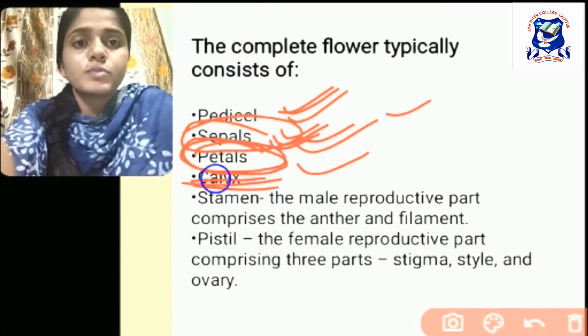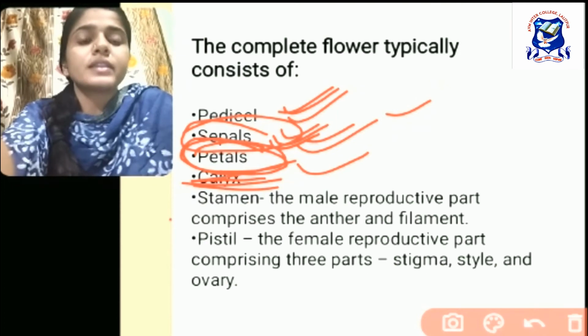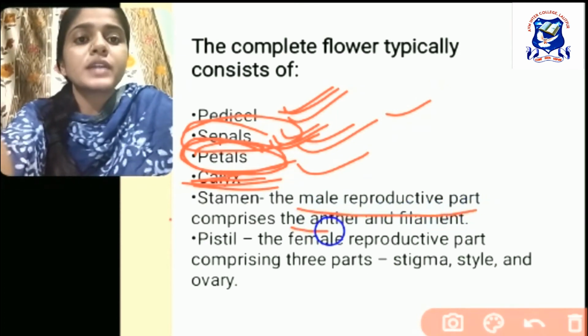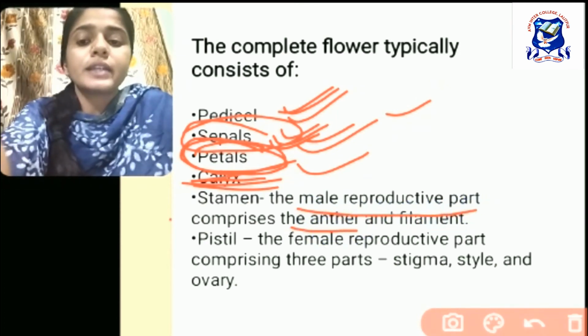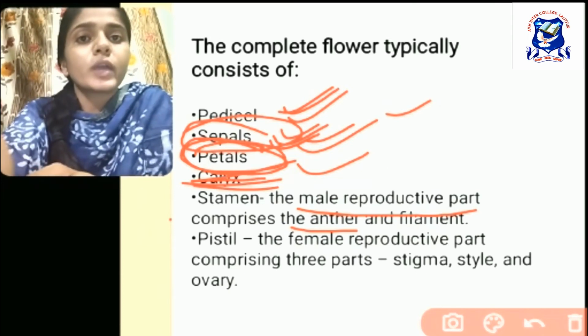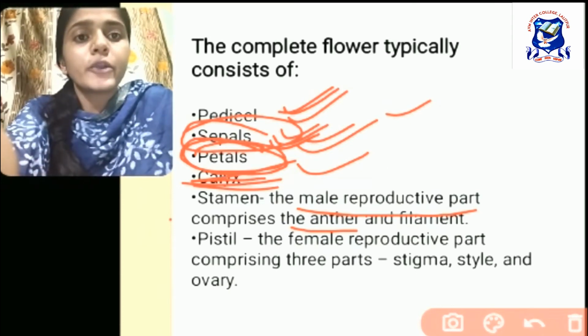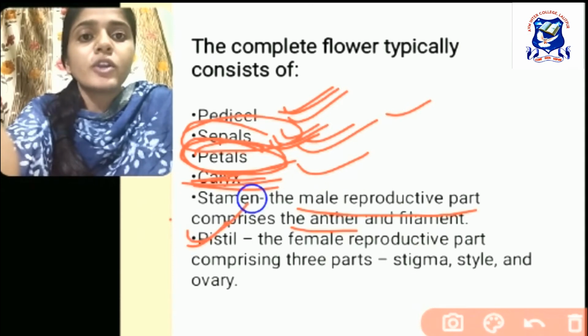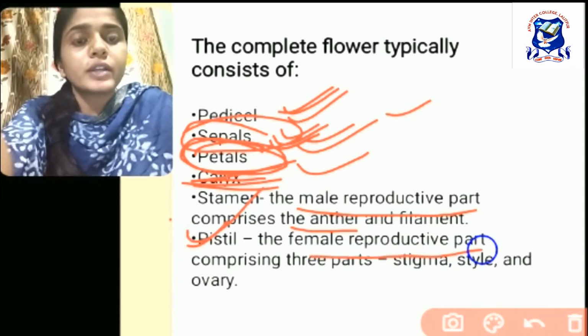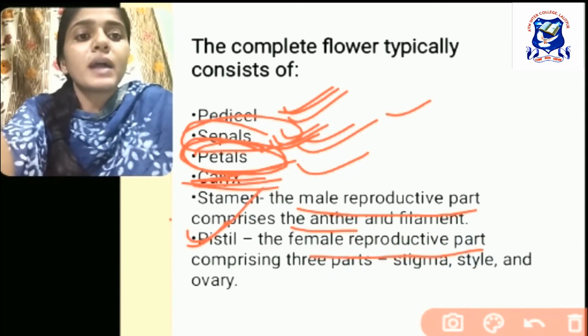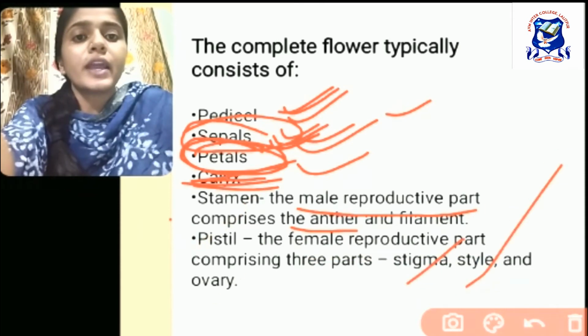Next comes the stamen. This is the male reproductive part, which comprises anther and filament. Multiple stamens together form the androecium. Next comes the pistil or gynoecium. This is the female reproductive part which contains three parts, that is stigma, style and ovary.